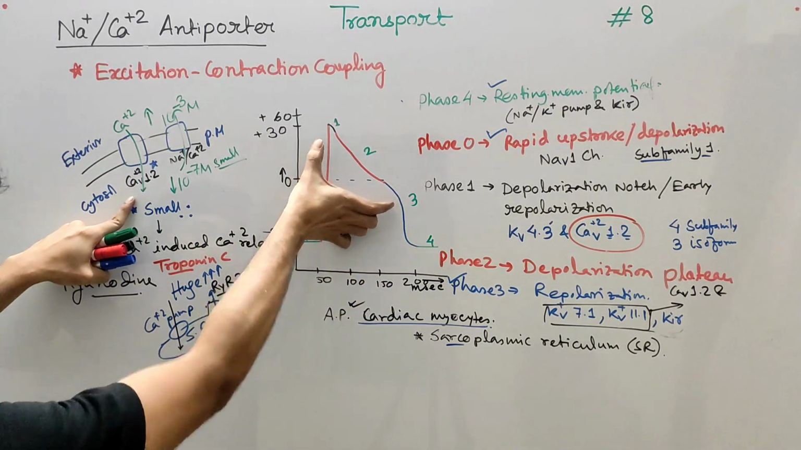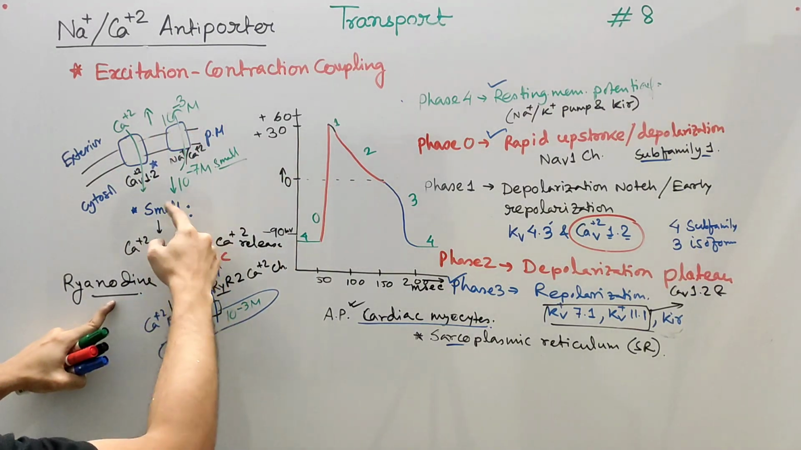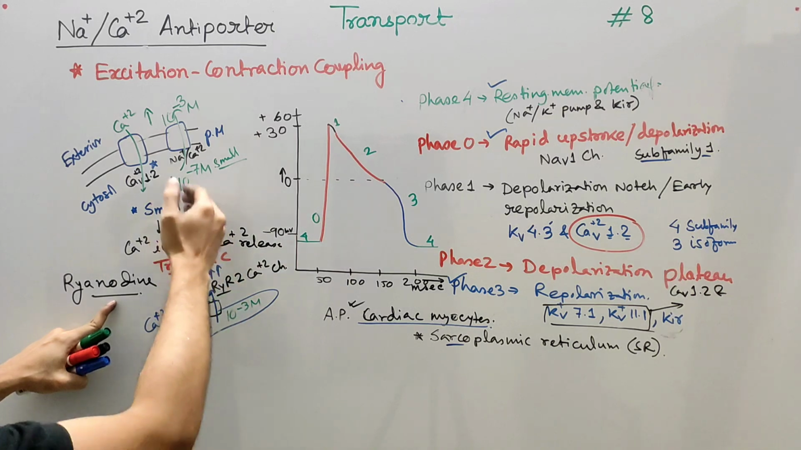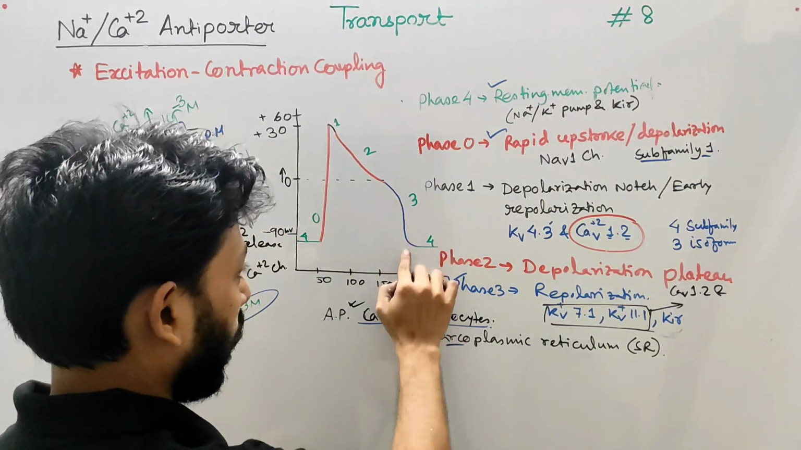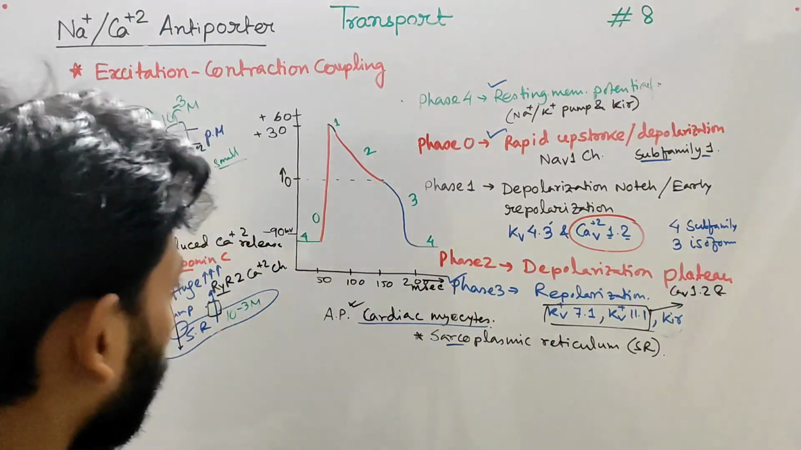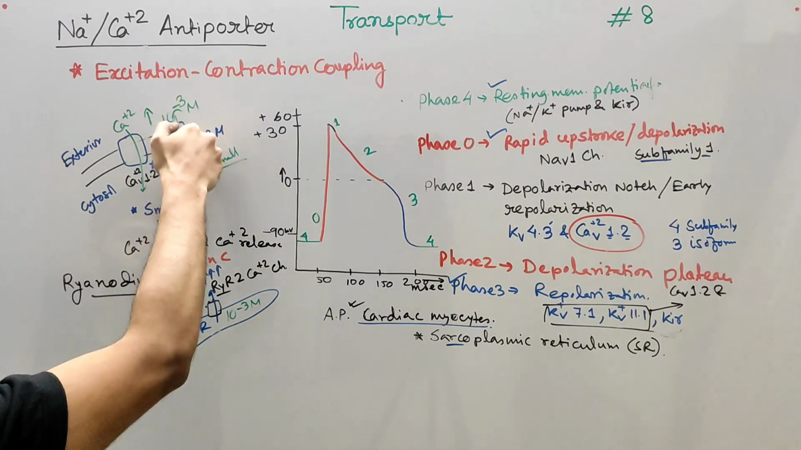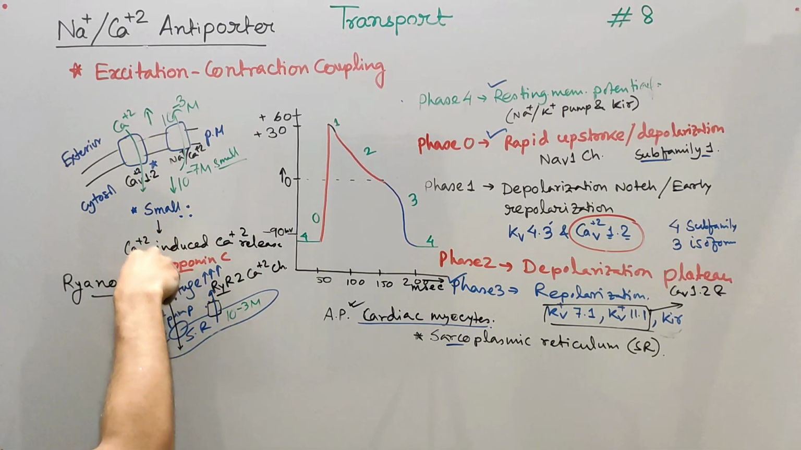This is the plateau phase, and during this phase the contraction occurs. After repolarization, calcium removal starts and the muscles become relaxed. That's why it goes to the resting membrane potential. So during repolarization, a small amount of calcium is released through this antiporter and a huge amount of calcium enters the sarcoplasmic reticulum.